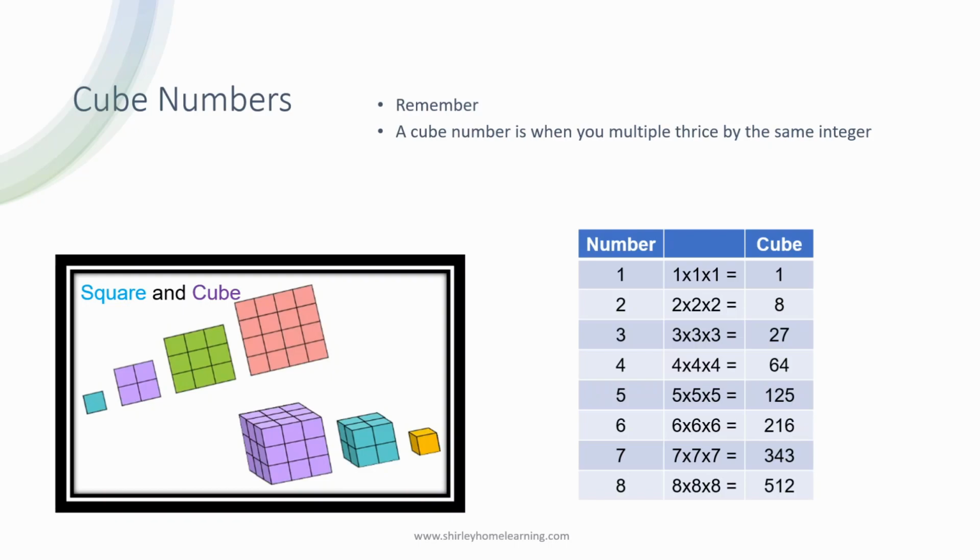And if you think about a cube, here you can see 1 cube is just 1 cube. If you have got 2 cubes, you have got 2 in here, 2 in there, and then 2 this way. So you would have 8 cubes altogether. And then if you have got 3 cubes on one side, so 3 times 3 times 3, that would give you 27 cubes. So that is what a cube number is. You are multiplying the number thrice by the same integer.